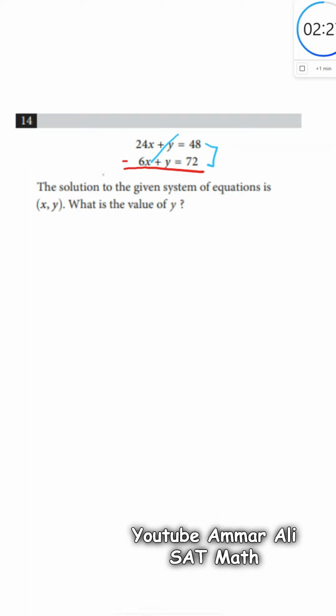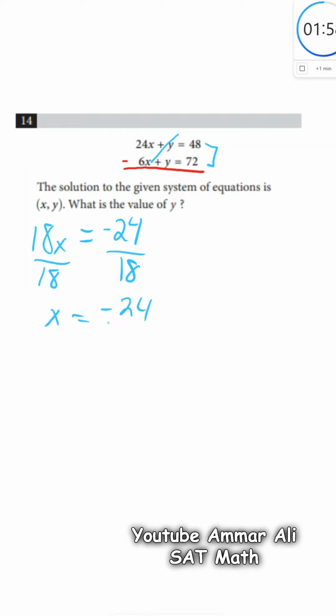So 24x minus 6x, that is going to be 18x. And remember, y minus y makes 0y, so I'm not even going to bother writing that. And then 18x is going to be equal to 48 minus 72, or in other words, minus 24. Okay, now we need to solve for x, so I'm going to divide both sides by 18, and we will get x is equal to minus 24 over 18, which is the same as minus 4 over 3.